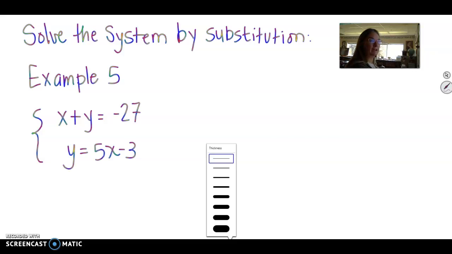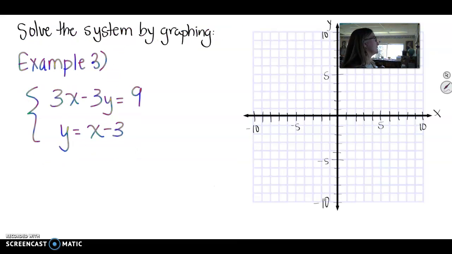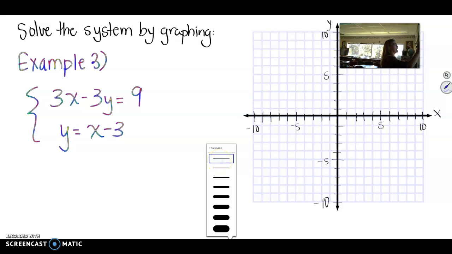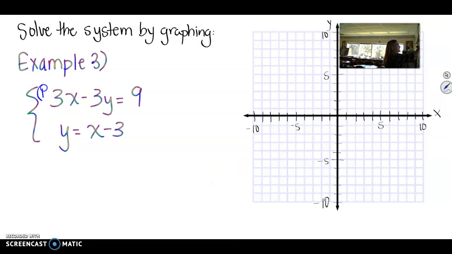Hey there. In the last video, we solved systems of equations by graphing. In this video, we're going to solve algebraically, using substitution and elimination. To solve graphically, let's just do one of those real quickly here. Just to review that, we have to graph equation 1 and equation 2 on the same set of coordinate axes. So I'll do that now.